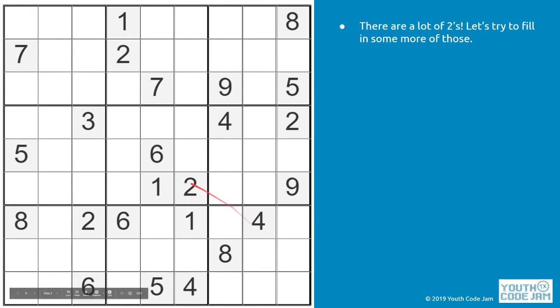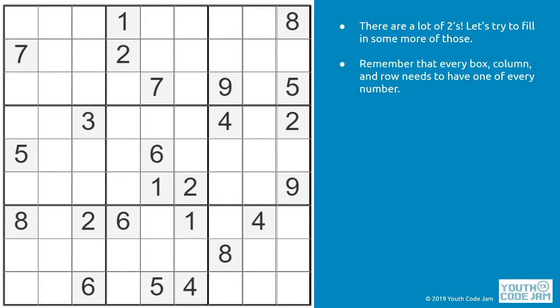So here's our first example. We have this grid here, some of the numbers are filled in, and our job is to complete the grid so that there are no more blank spaces. The way I see it, there are a lot of 2s on our grid, so maybe it's good to start with the number 2 and try to figure out where else we might be able to place 2s on the board. So remember that every box, column, and row needs to have 1 of every number.